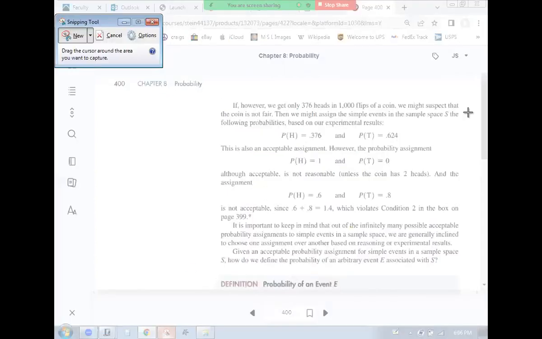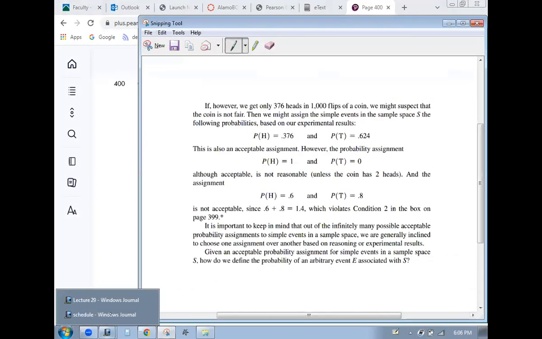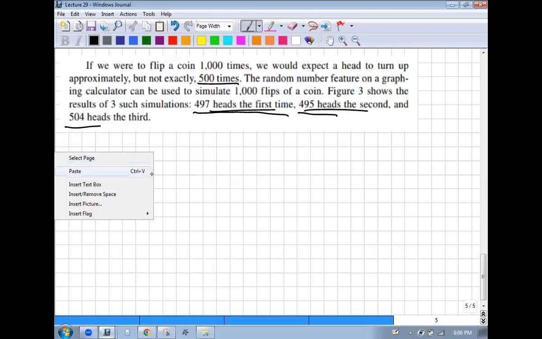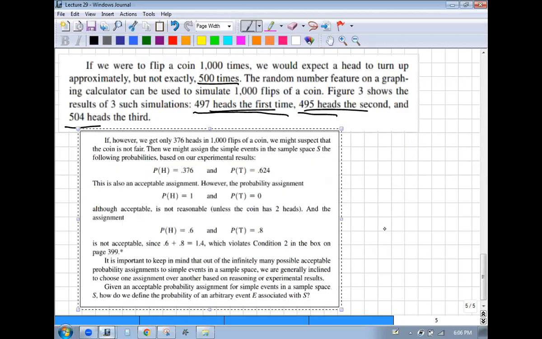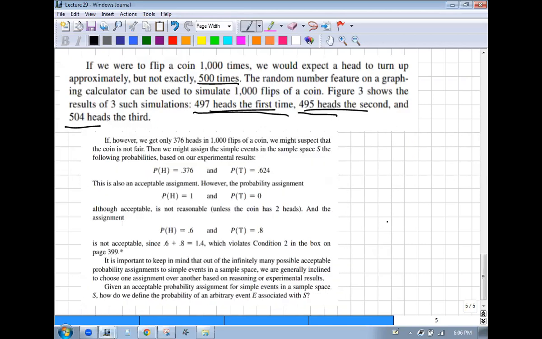So if, however, we only get 360 or 376 heads in 1,000 coin flips, we might suspect the coin is not fair. Then we might assign the simple events in the sample space based on if we only did one experiment and we got 376 heads, and we assigned our probability that way. All right, that's also an acceptable assignment.